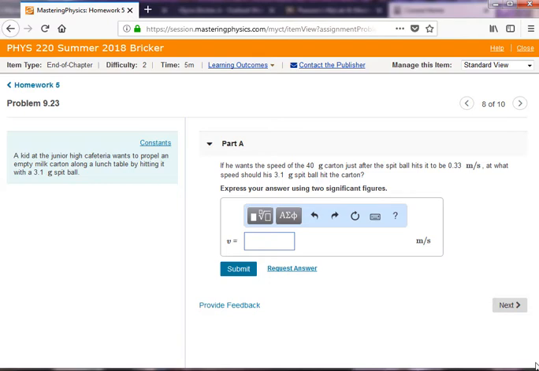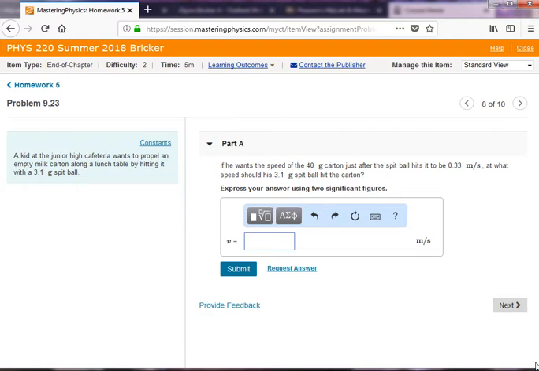Let's see. If he wants the speed of the carton just after the spitball hits to be 0.33, okay, so that's the combined speed. After the spitball hits the carton, we want it to be going 0.33 meters per second. At what speed should the 3.1 kilogram spitball hit the carton? Okay, so this is similar to what we did before. It's just we're given the final speed of the combined masses. We've got to work backwards to figure out the initial speed of the spitball, and we're assuming that the carton is starting from rest.